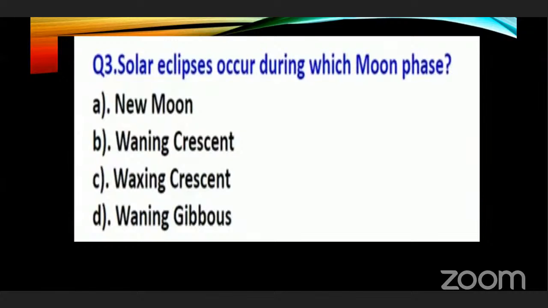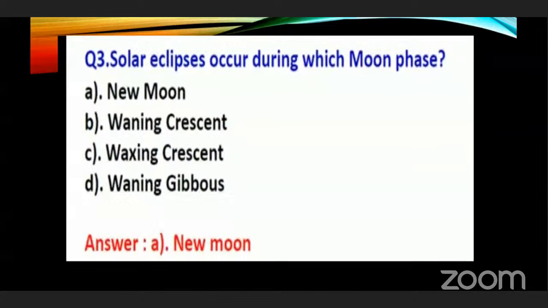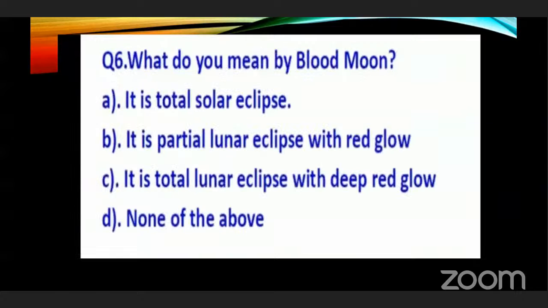Solar eclipses occur during which moon phase? Do you know the answer? A. New Moon. Yes, very good, excellent. Solar eclipse occurs only on a new moon day. Yes, solar eclipses occur only on new moon day. Very good. Next question. What do you mean by blood moon?